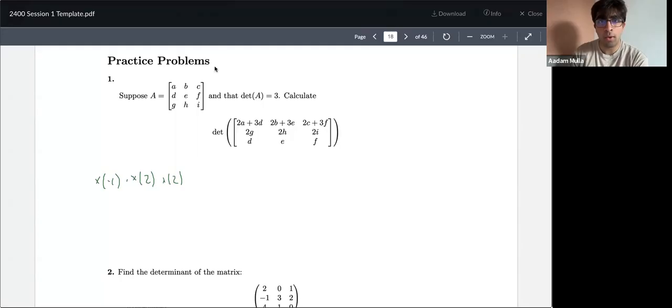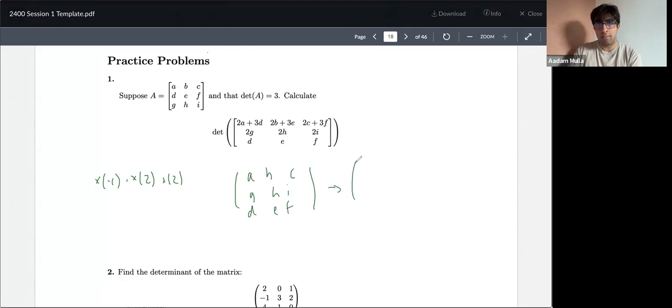Oh, okay. How can we do this? We can just do it out. I don't know if this is useful for you guys, but let's do it out. So the flipping operation just turns us into A, B, C, and then G, H, I, and then D, E, F. Then we multiply the A, B, C row by 2 to get 2A, 2B, 2C, G, H, I, and then D, E, F.